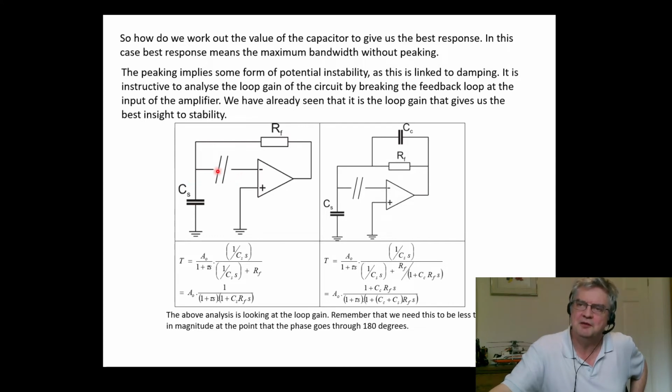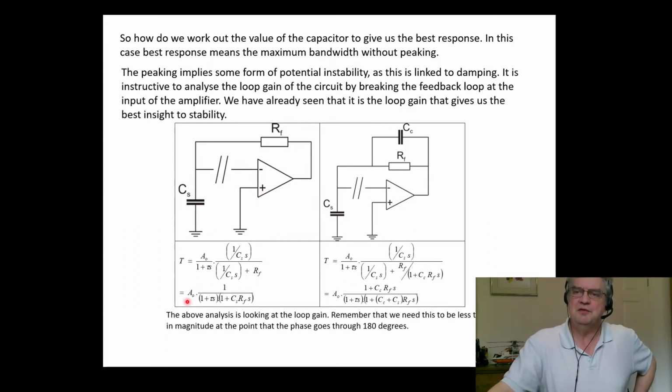So if we connect that back onto itself, that would be the transfer function of this thing. Okay, and then we can rearrange that, and we end up with this A0 over 1 plus TS to do with op amps, and we end up with this function, which is related to the ratio of CS and RF.